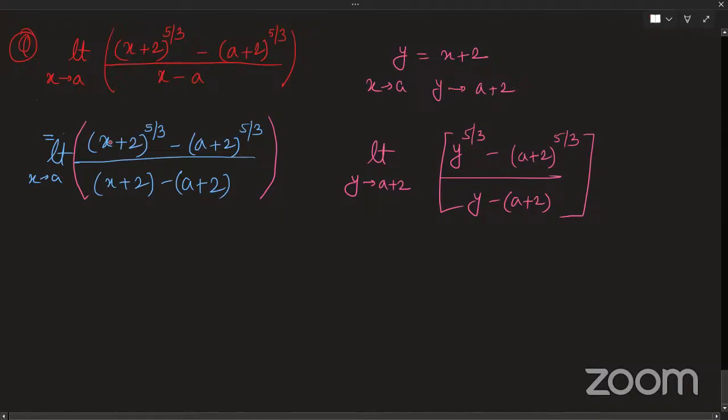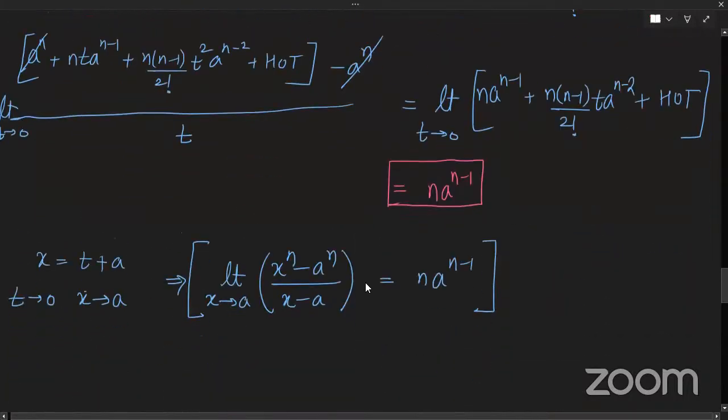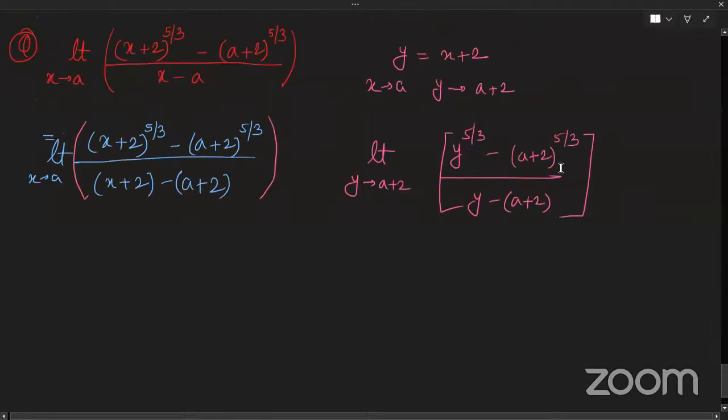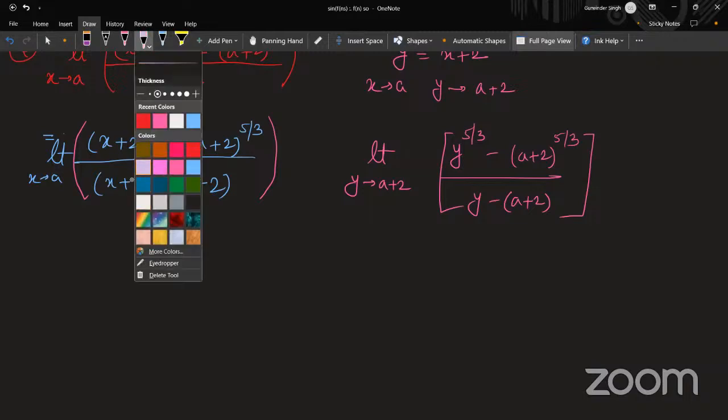Now, do you see something over here? Are you able to generate a relation between this thing and this thing? The only difference is that instead of a, now we are taking a plus 2. So how should that be an issue? If a is a constant, a plus 2 will also be a constant. So it has got nothing to change.